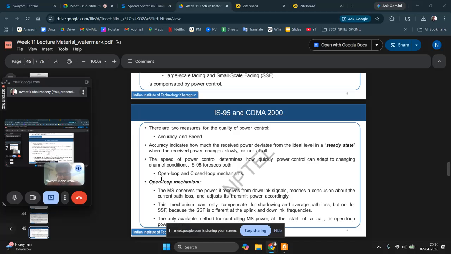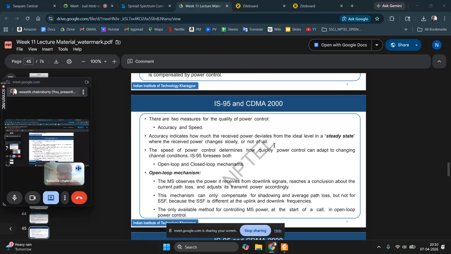So you want a particular amount of power to be present at a particular amount of time, and accuracy is how accurately you can deliver that amount of power in that time. So next is speed. The speed of the power control determines how quickly power control can adapt to changing channel conditions.